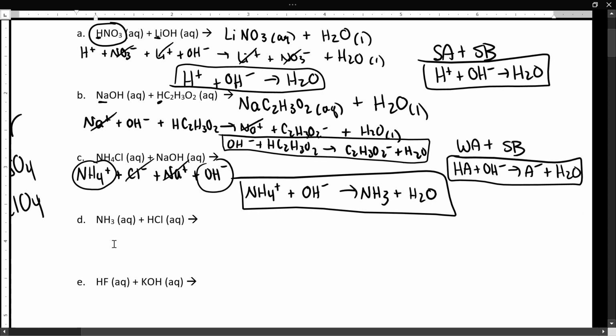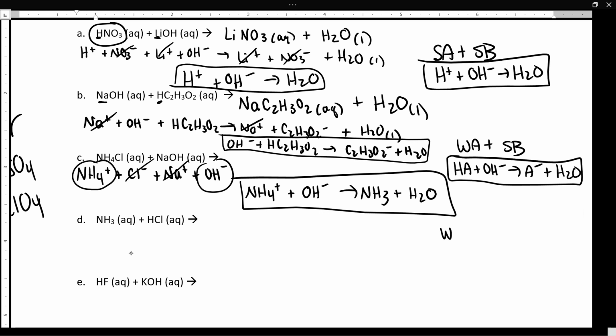Now let's take a look at D. D is the other option we haven't mentioned yet, which is what if you have a weak base and a strong acid. In this example, the base is going to take the hydrogen from the strong acid and it is going to form the conjugate acid.